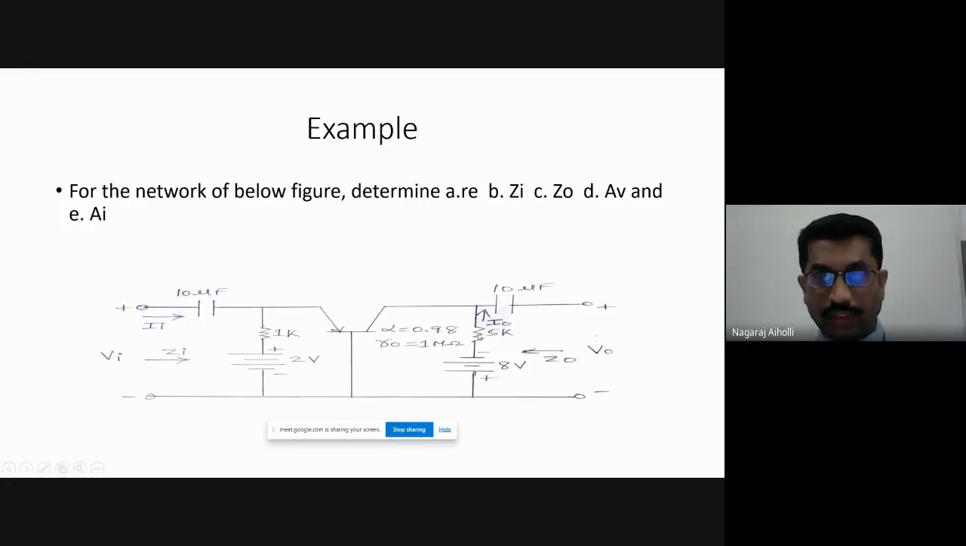Then output current is shown here, I0, the output current. Okay. Let's start solving. It hardly takes 2 minutes. Shall we start solving? Okay.